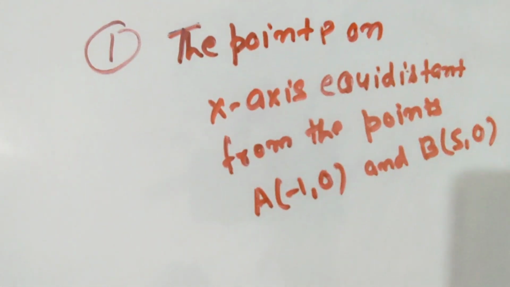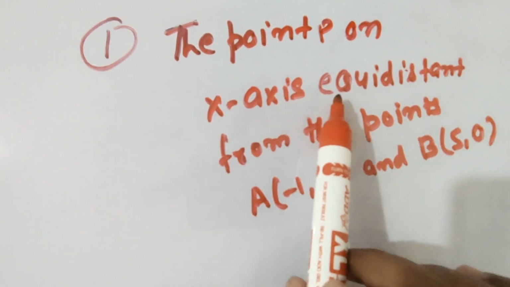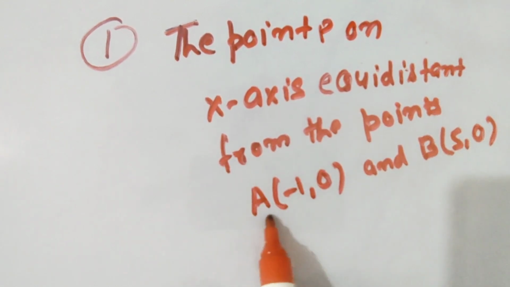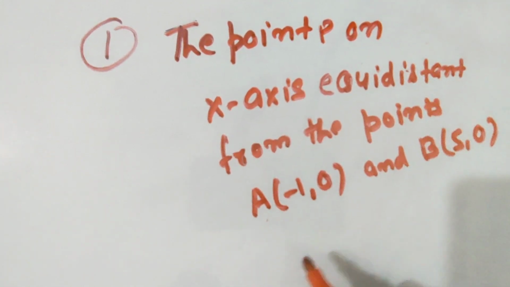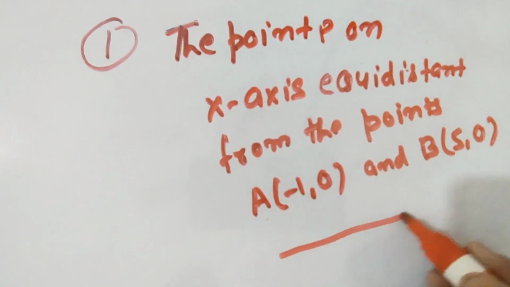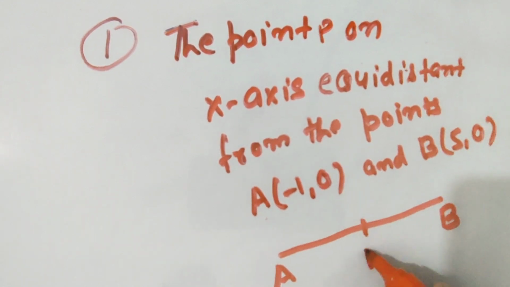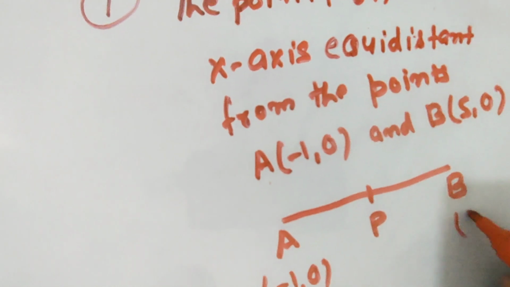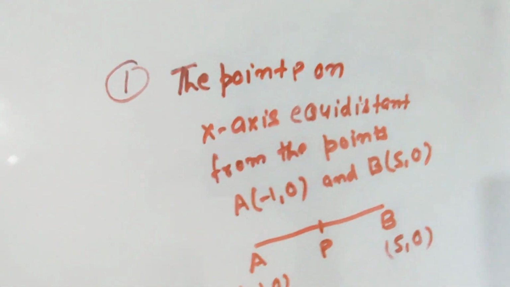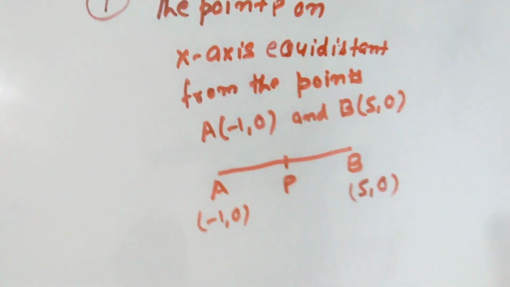This is the question. The point P on the x-axis is equidistant from the points A(-1, 0) and B(5, 0). Here A and B are given, and P is the point we need to find. A is given as (-1, 0) and B is given as (5, 0). This type of question can come as a 1 mark question and also as a 3 marks question.